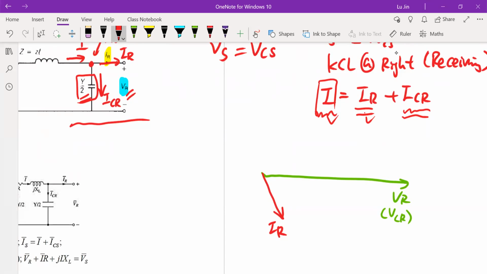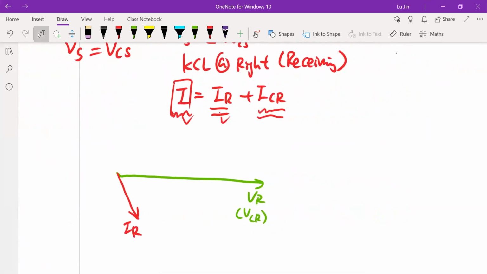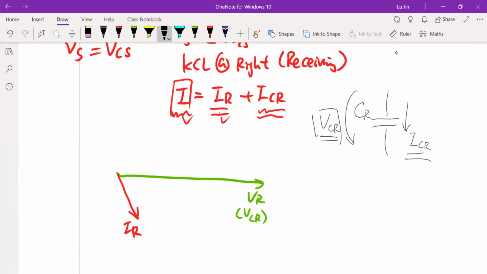Actually, if you focus on this capacitor only, I just draw this capacitor by itself. So this is the capacitor, we call that C, for example, at the receiver side, the CR. The current going through it is ICR. The voltage across it is VCR, right? VCR is the same as our reference voltage, so it's the green vector in our plotting. And ICR and VCR must have one important relationship. What's the relationship? The angle.